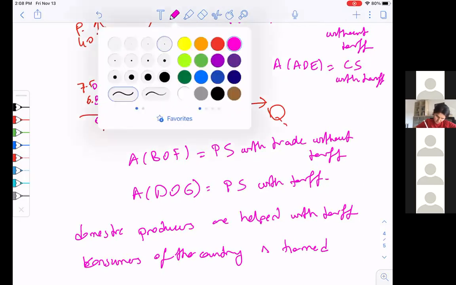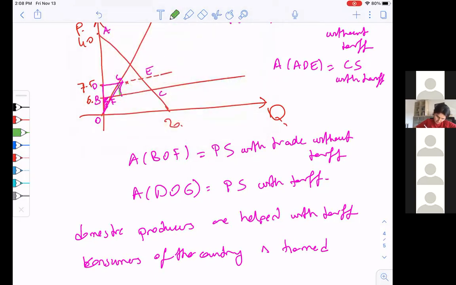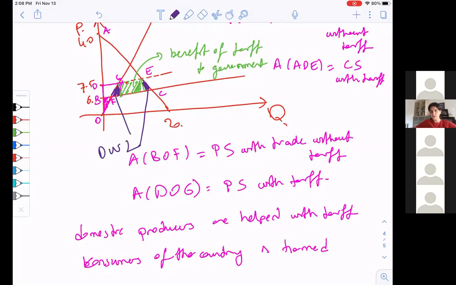So this area is the benefit of the tariff to the government, and these parts are the dead weight loss. They were included when there is no tariff, and they aren't there with the tariff.